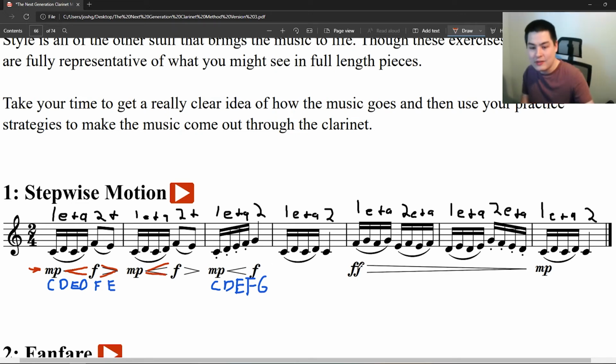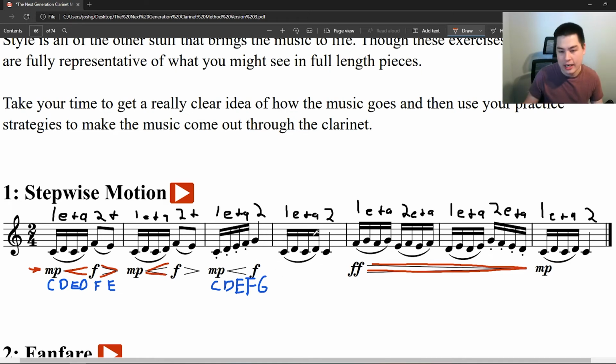And then we get even louder with two F's as fortissimo, that's the loudest. And then we gradually get softer over two measures now to our medium soft dynamic at the ending. So when you have no dynamics marked, it means one of two things.